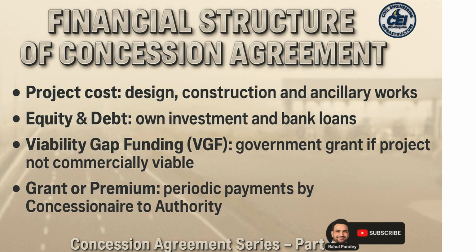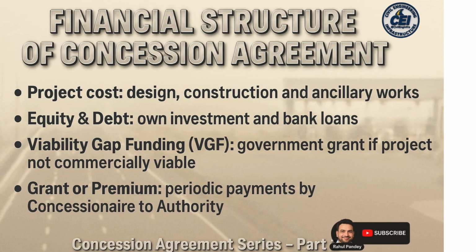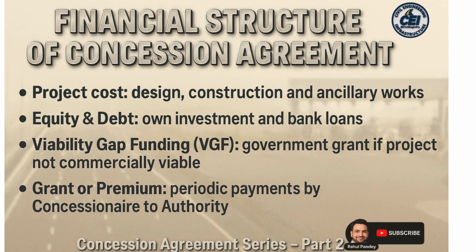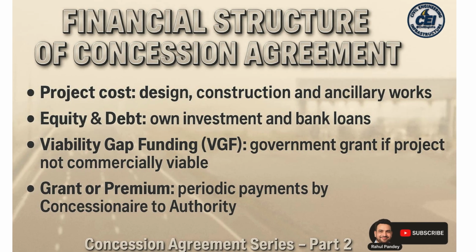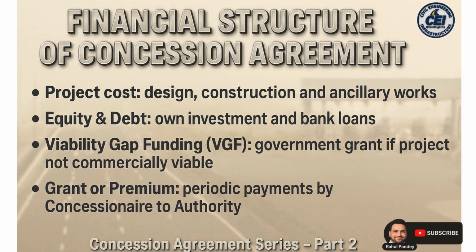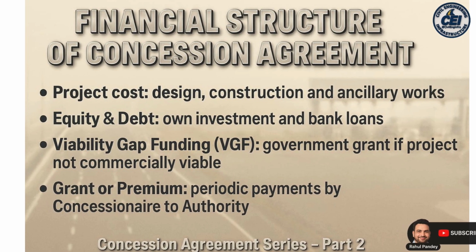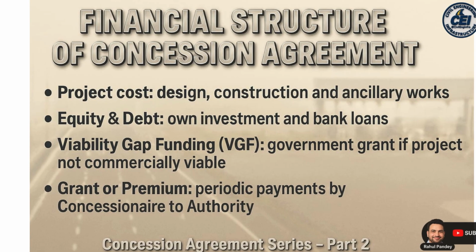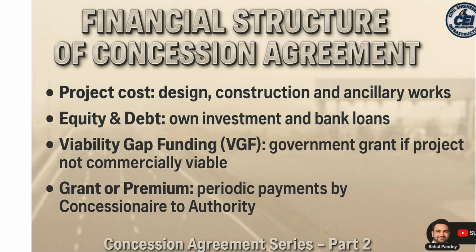Slide 3. Financial structure. The financial structure of the concession agreement is the backbone for project success. Project cost, design, construction, ancillary works, covers design fees, construction, pavement, structures, drainage, toll plazas, and ancillary works. Equity or debt, own investment or bank loans, concessionaire's own investment plus bank loans. Equity milestones and debt drawdown conditions precedent are defined.